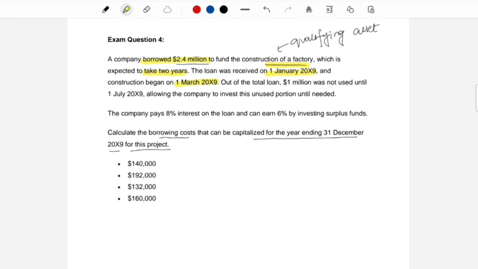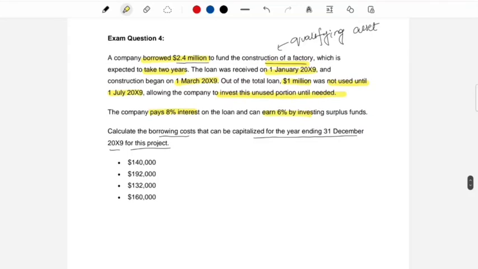Out of the total loan, 1 million was not used until 1st of July 2009, allowing the company to invest this unused portion until needed. The company pays 8% interest on the loan and can earn 6% by investing surplus funds. We are supposed to calculate the borrowing cost. This is a very interesting question and it is going to cover many areas of IAS 23.